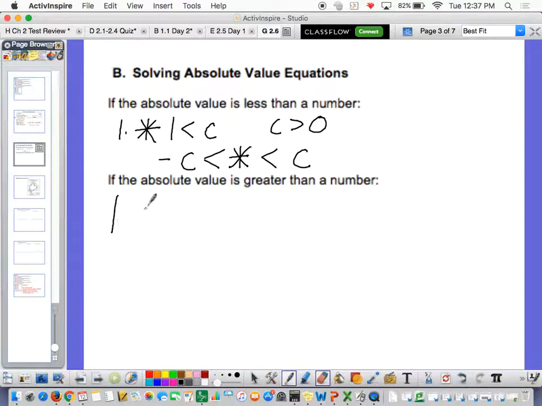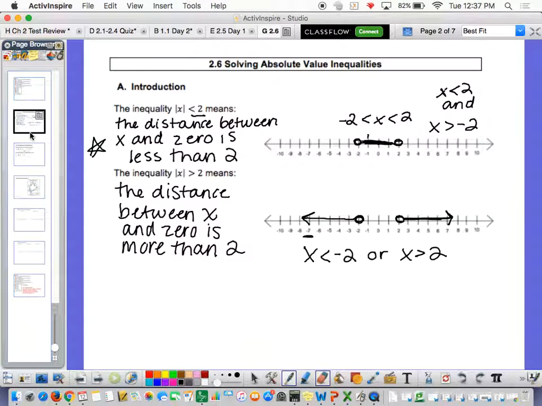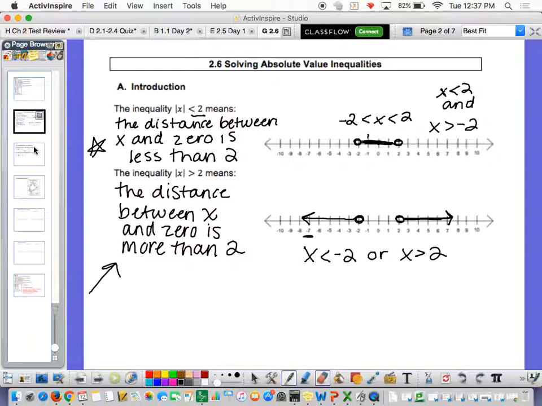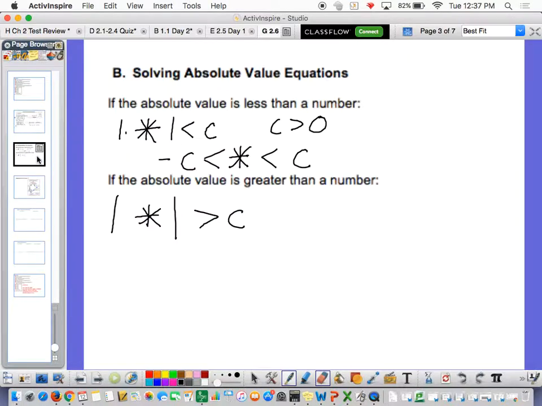Similarly, if you have an absolute value, something that's inside, it doesn't really matter, okay? And it was greater than some value, okay? So that's thinking back to this one right here. Then we have an OR situation, right? And when we had the OR situation, x was smaller than the negative of that number, and x was bigger than the positive of it. So that's what's going to happen.